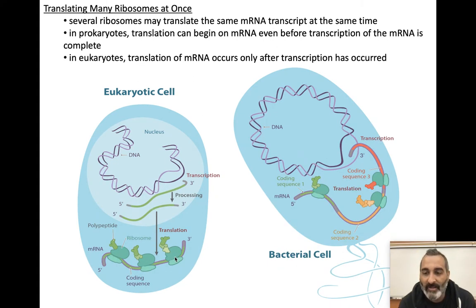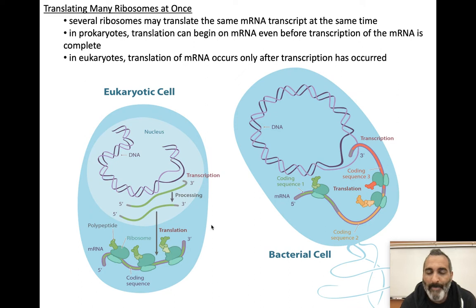Why is this a good thing? Then our cells can make proteins more efficiently. So you only have one mRNA, but you have multiple ribosomes, so you're producing more protein that way. So that way it's helpful to us. We can be more efficient.